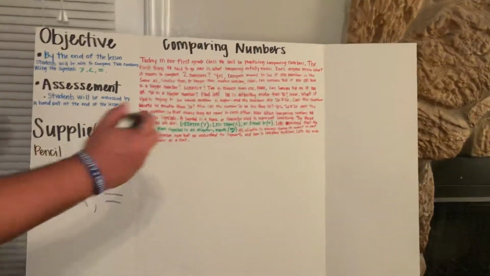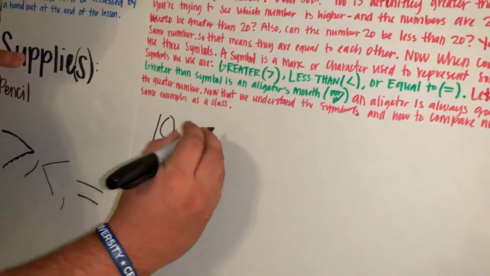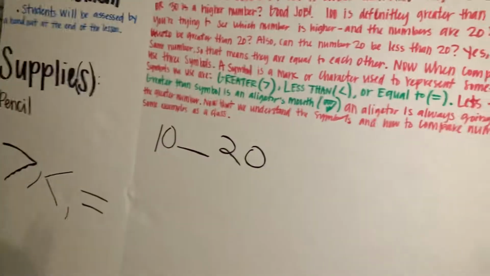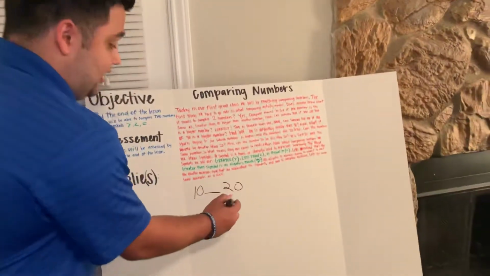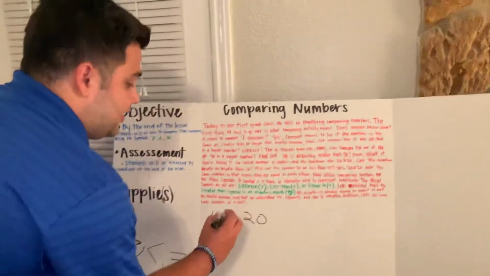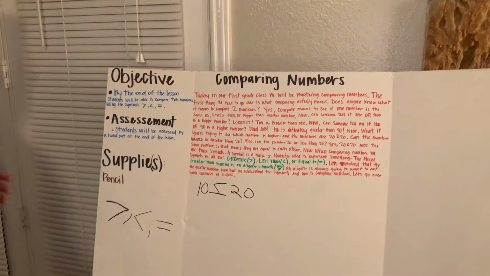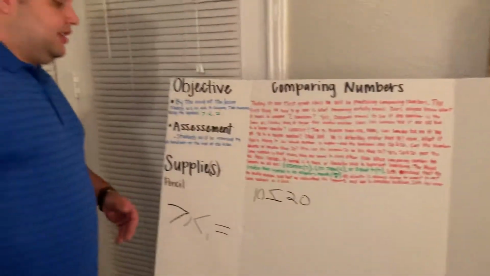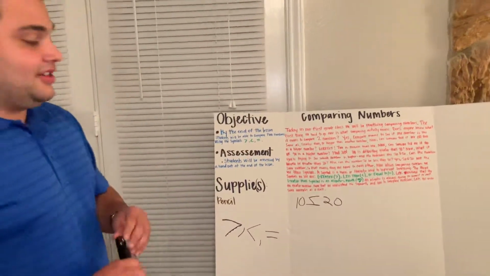Okay, so let's say that we have the numbers 10 and 20. So what number would the alligator want to eat right here? That is correct. Since 20 is a higher number than 10, then we would do the alligator mouth to the 20. So how would we read this? That is correct. 10 is less than 20. All right, let's do another example.